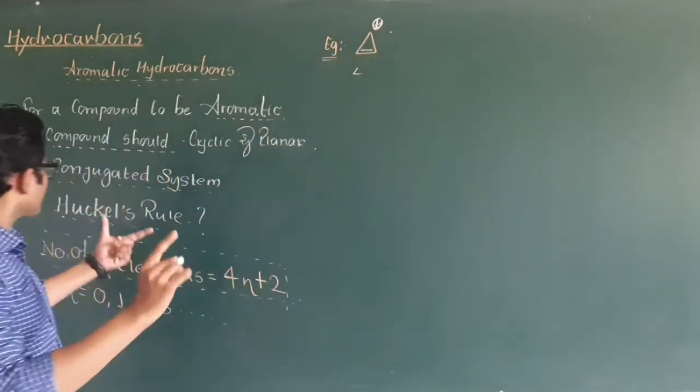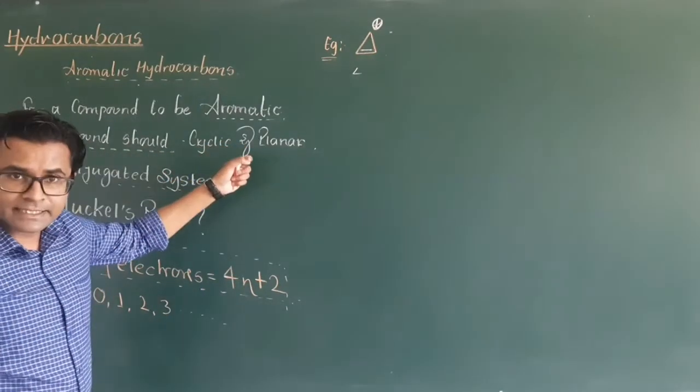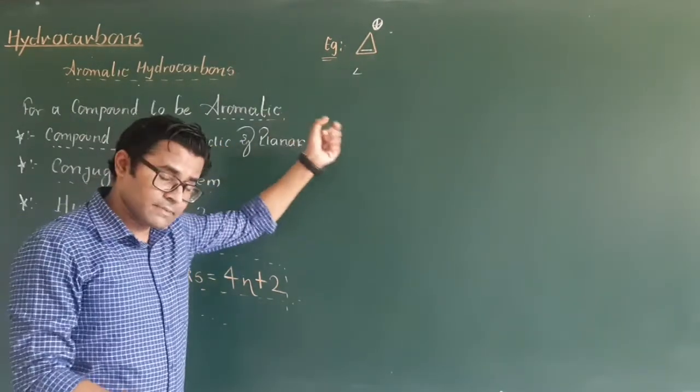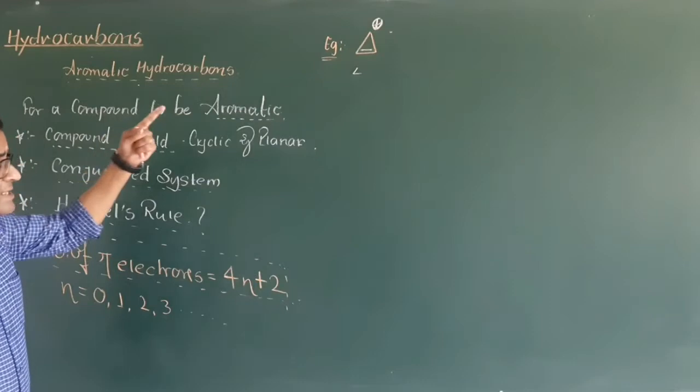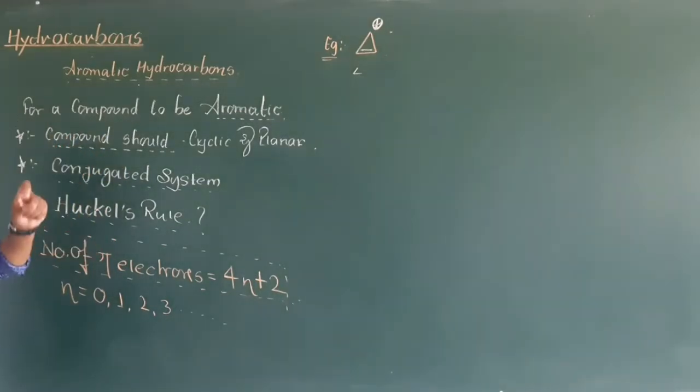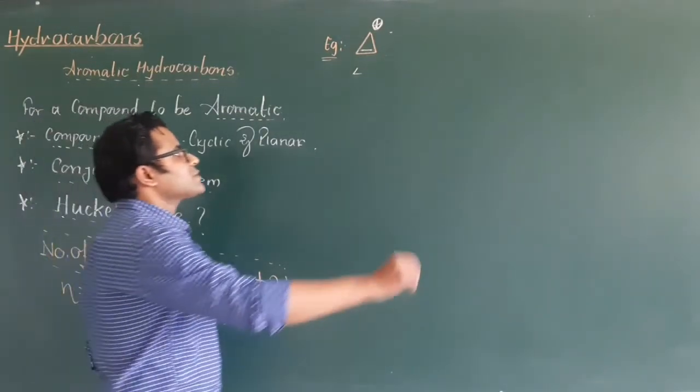Correct? So let's take this and observe. Can I apply the first rule, that the compound should be cyclic? Yes, it is cyclic. It should be planar. It is planar. It has a conjugated system. Now let's apply Hückel's rule. So what does Hückel's rule say?